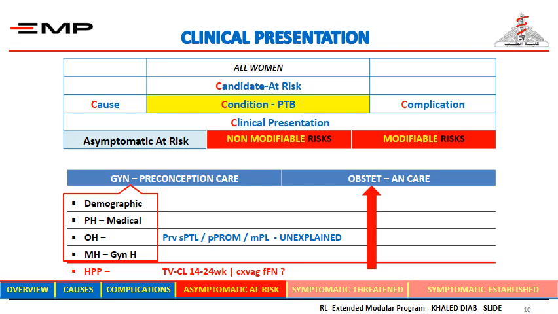Note, risks may be modifiable, whereby the woman is counseled to avoid them, or non-modifiable. Furthermore, risk identification will be of value only if there is a proven intervention that prevents preterm labor. More discussion will follow in the face-to-face session.